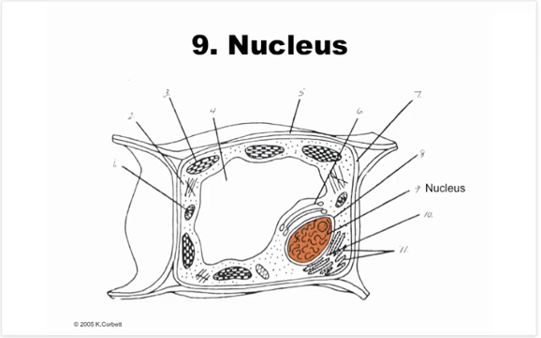Going on to the next one, the nucleus. So now color on the inside of that egg-type structure, the nucleus.